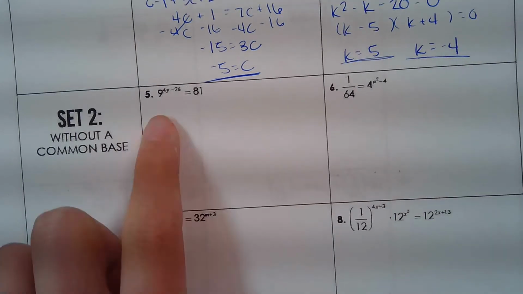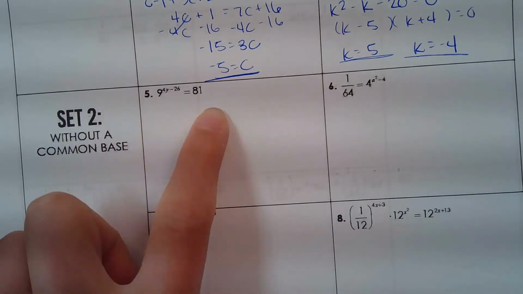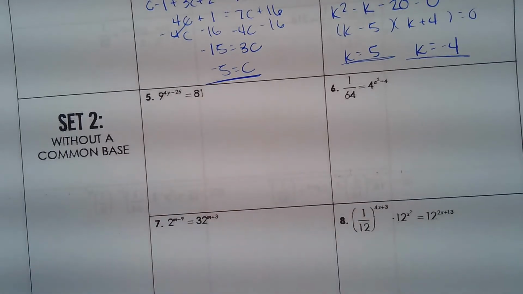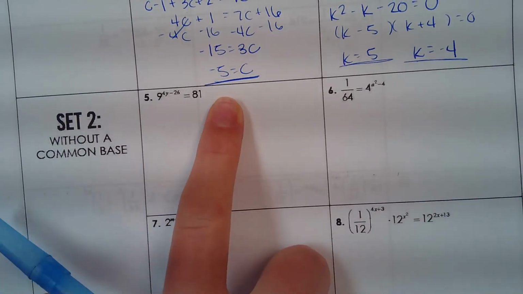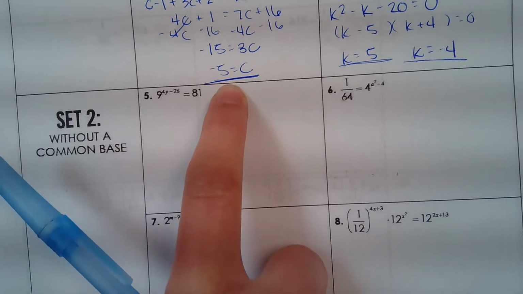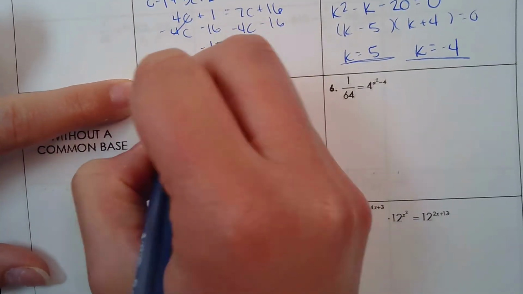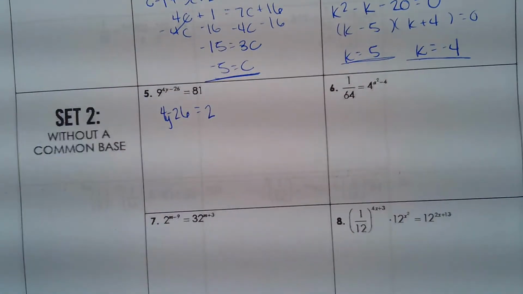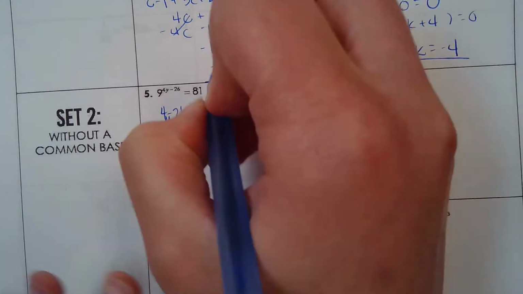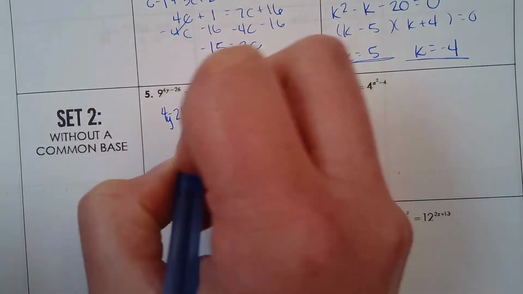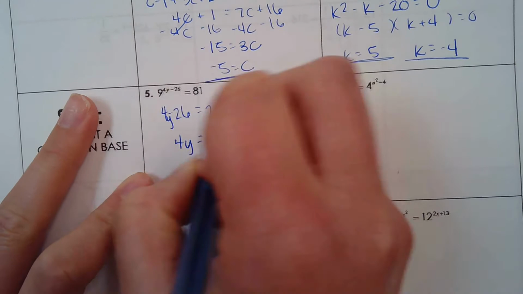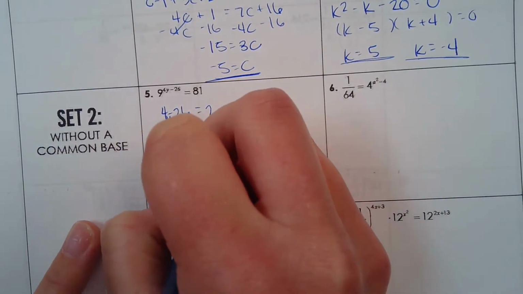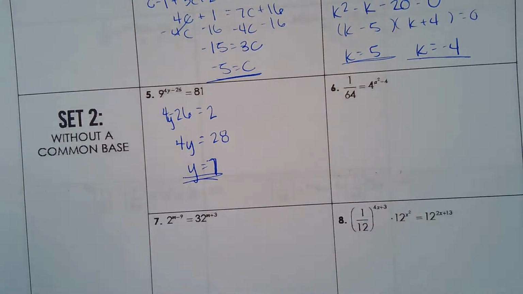So we're looking at this one. Any ideas how we could rewrite anything so that we have the same base? Right? So 81 is 9 squared, so we could just say that would be 9 squared over here instead. So then we have 9 to this stuff and 9 to the second. So I'm just going to say 4y minus 26. I didn't put a y. 4y minus 26 equals 2. Kind of skipping that step there, but I hope that's okay. So then we would add 26 divided by 4. So y is 7 there, and that's it. That okay?